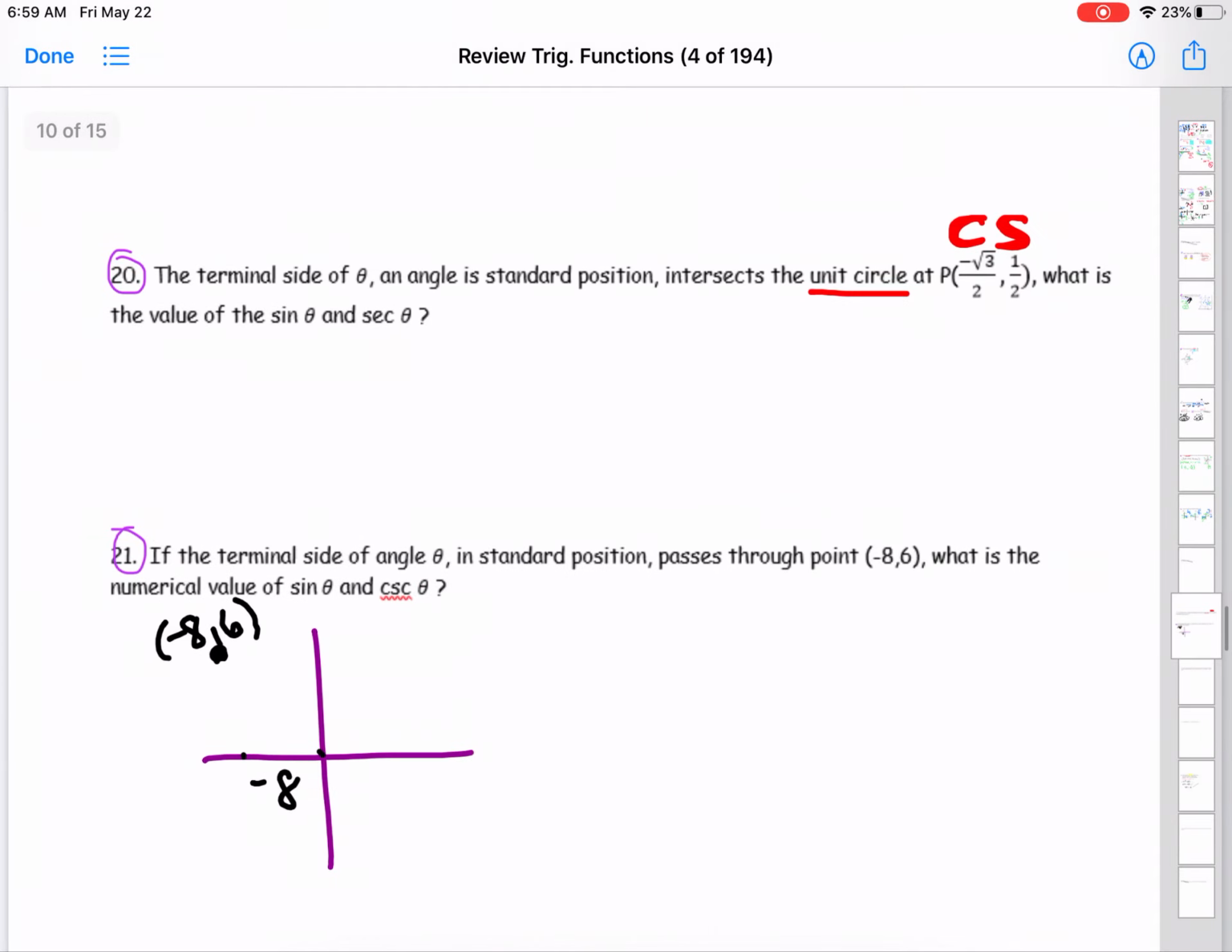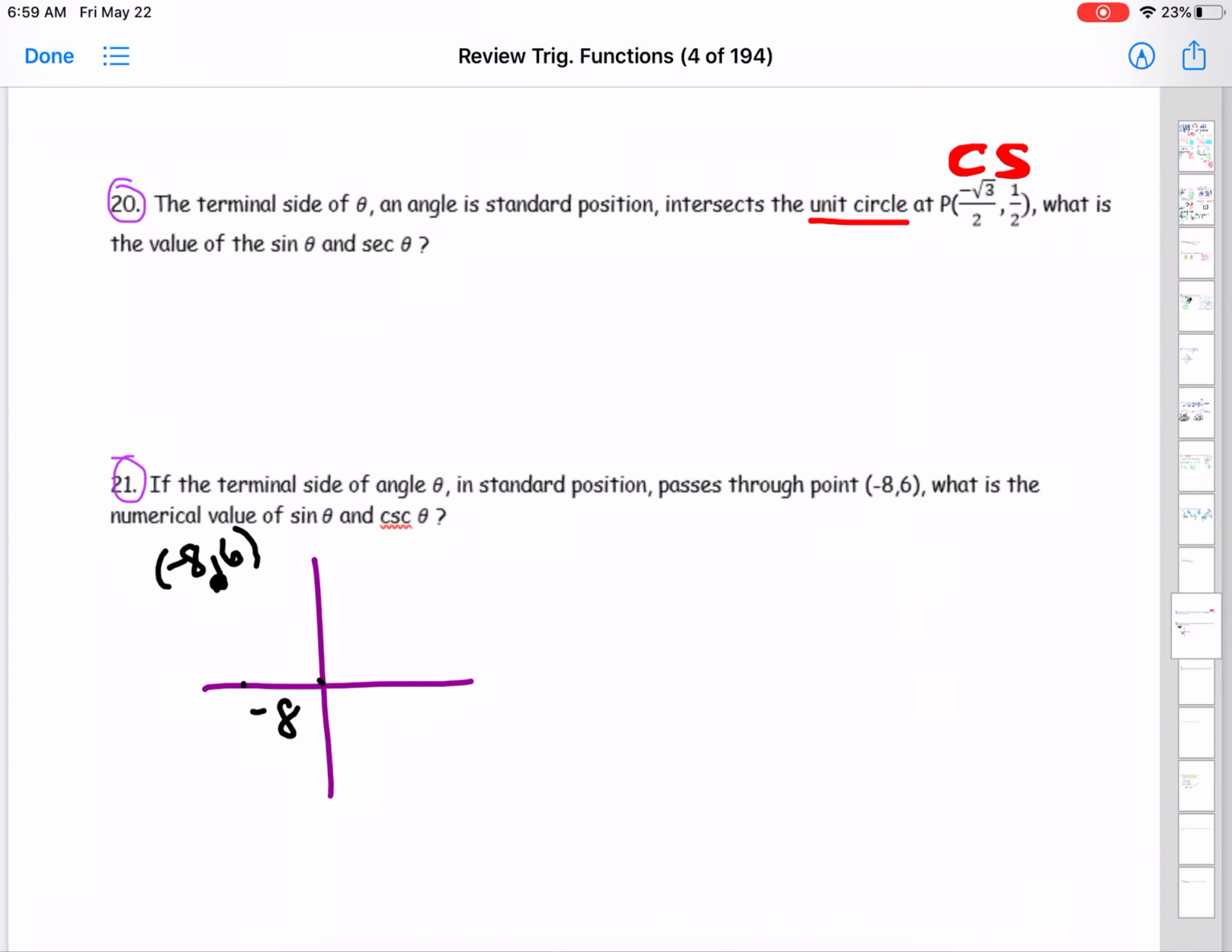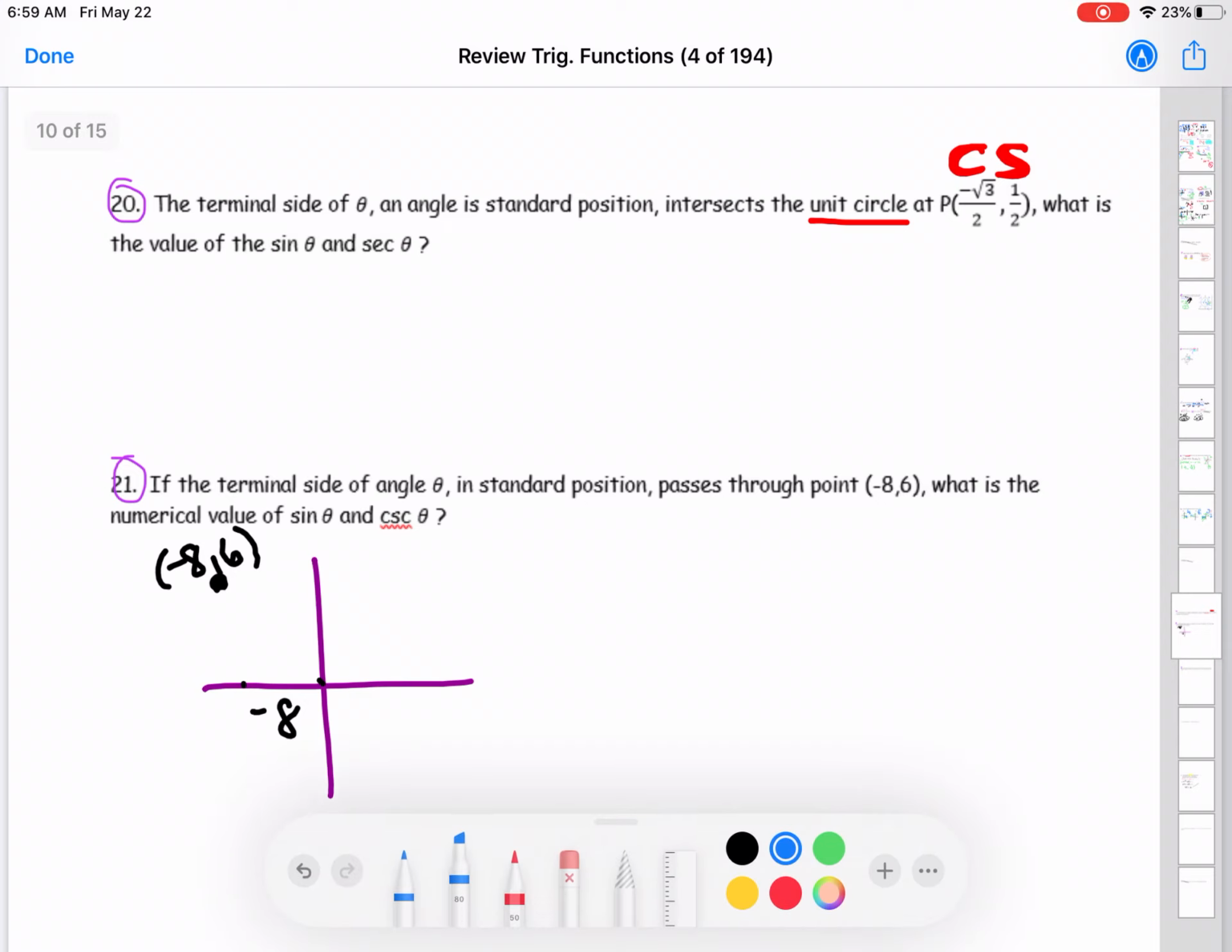Skipping 19. Okay, 20. So 20 says the terminal side of theta, an angle in standard position, intersects the unit circle. So as soon as we see unit circle, we know it's cosine sine. What is the value of sine? What is the value of the secant? Okay, well, the value of the sine is right there. Sine is 1/2.